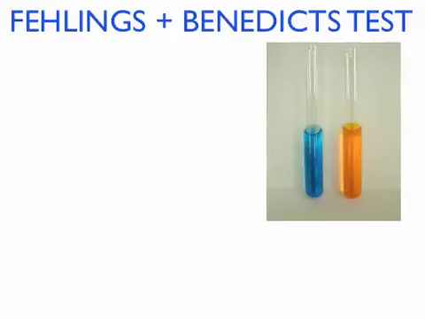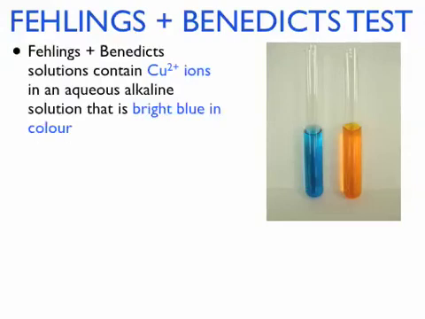Fehling's and Benedict's tests are essentially the same thing because they both deal with a copper 2 plus ion. Now, you're used to the fact that copper 2 plus ions are a nice bright blue. If you look at the picture, the left-hand side is a solution of either Fehling's or Benedict's solution. Bright blue ions in solution.